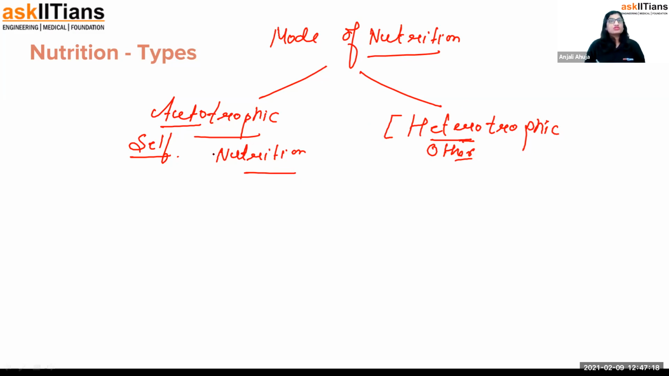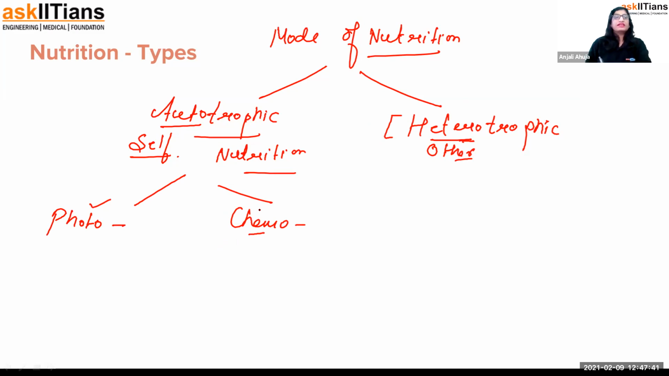Now guys, autotrophic nutrition is further of two types. Photoautotrophic nutrition and chemoautotrophic nutrition. Photo means light, chemo means chemical. So when the food is prepared with the help of light, that is photoautotrophic nutrition. Chemo means when they're using chemicals for preparing the food. Is that clear?